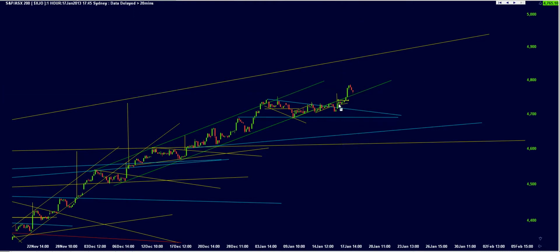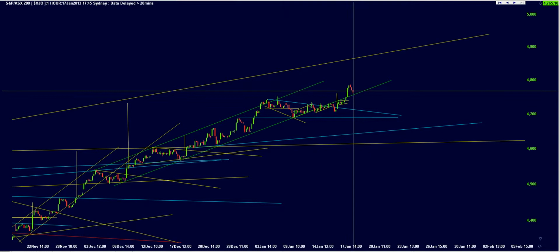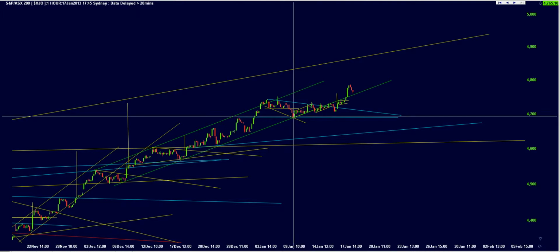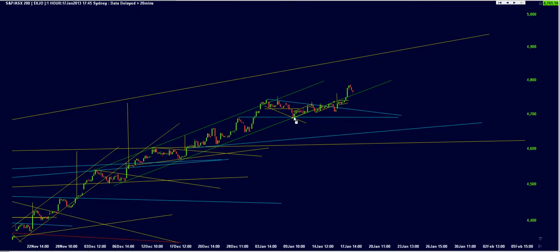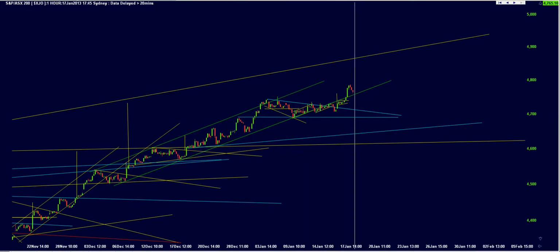The fact that the ASX200 has come up within this channel now, it looks as if it may be coming back down to serve as an area of support on this area here, which lines up with the previous bottoms that we've had there from around the 9th of January. So it's worth considering that we may be looking at a channel that may be a little bit wider, and that we may find an area of support here.